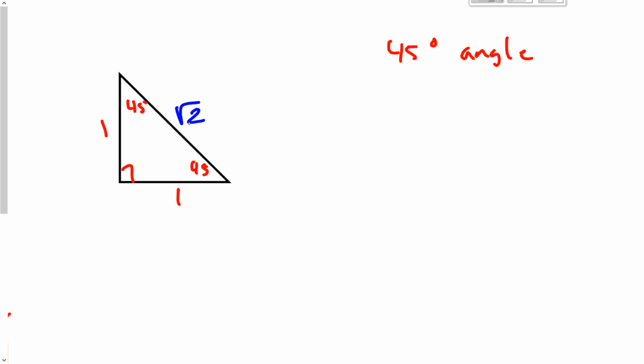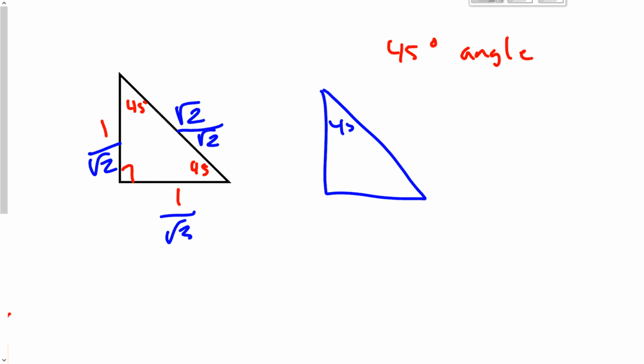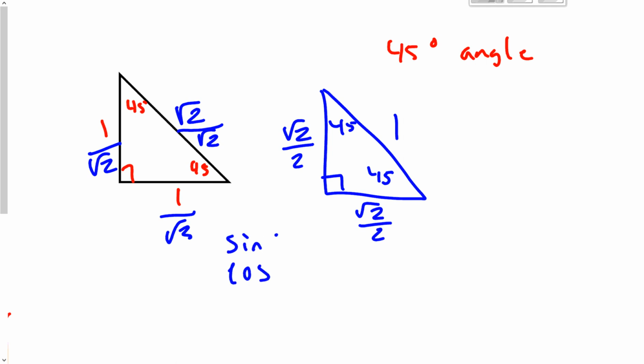Now if I want my hypotenuse to be 1, then I would divide this by root 2. So I'd have to divide these by root 2 and this by root 2. And then I'd rationalize, and so I'd get this 45, 45, 90 triangle, with 1 as my hypotenuse and root 2 over 2, root 2 over 2, and then you can find cosine, sine of 45.